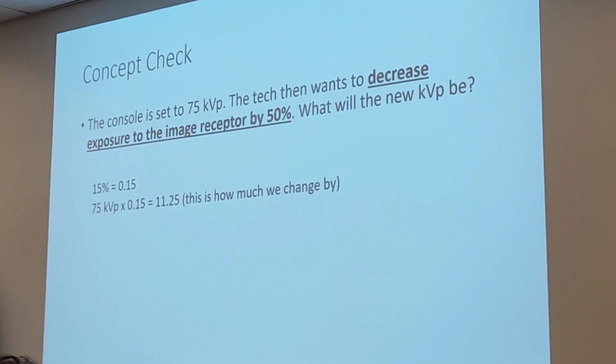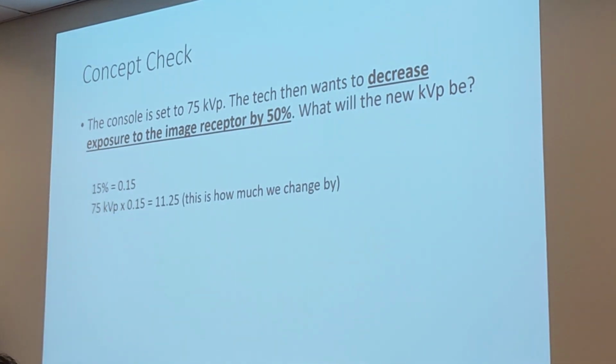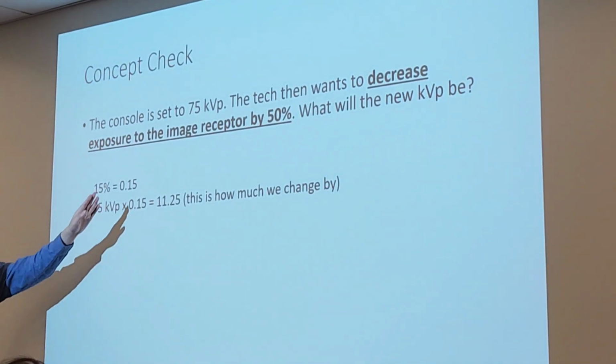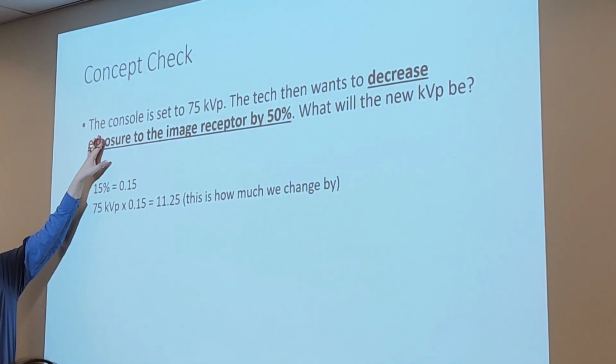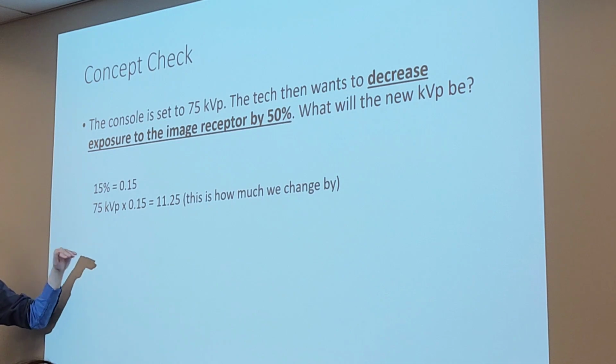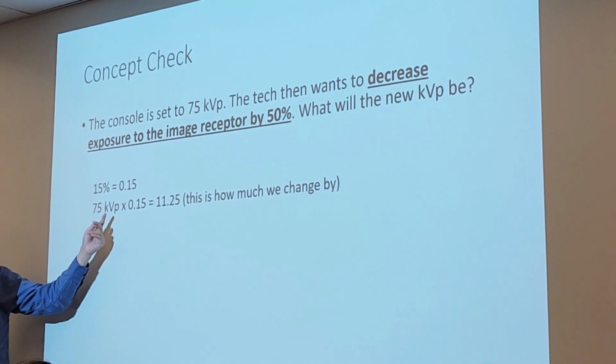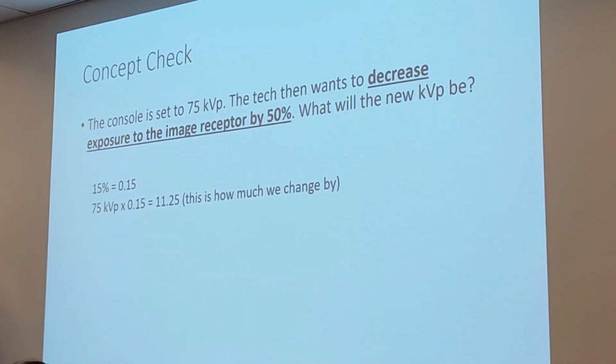Where did the 15% come from? This 15% here? Because we are changing KVP, we always change KVP by 15%. We'll always change KVP in 15% increments with these kinds of questions. So here we're going from our original exposure and we're going down by a factor of 2. We're going down by half, divide by 2. So we're going to change our KVP by 15%. But which direction will the KVP change in? Up or down? Down. So this time exposure is going down. That means KVP is going down.